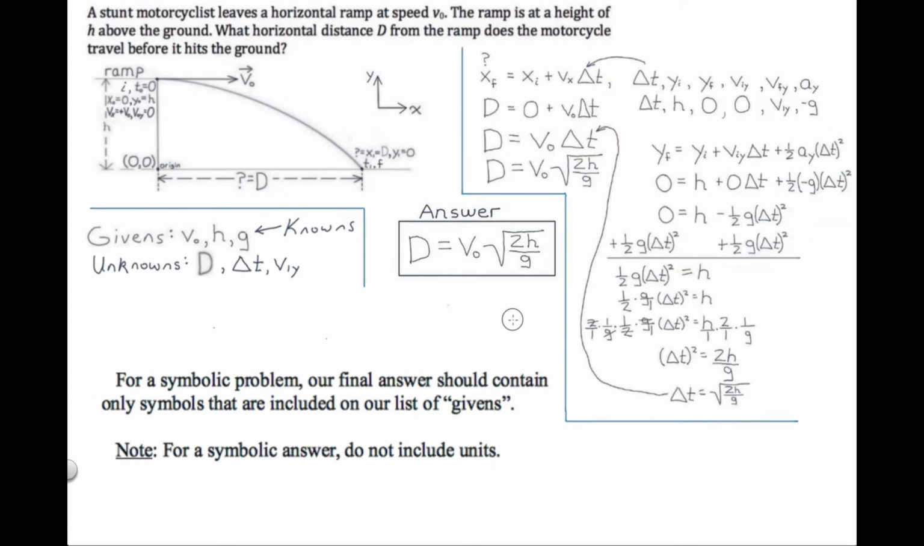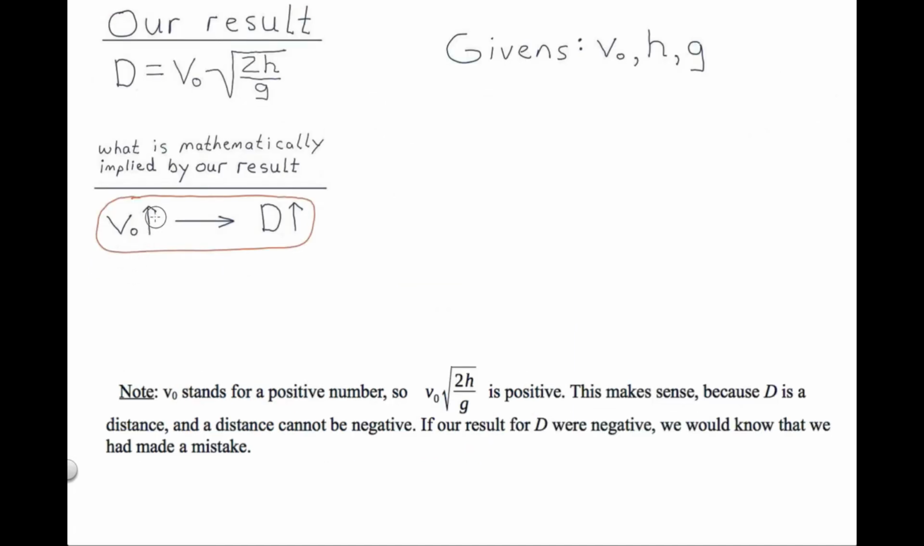Now let's ask whether our results make sense. In particular, let's ask whether this equation makes sense. What happens if we increase v naught while holding the other givens constant? This equation implies that if we increase v naught, capital D will also increase.